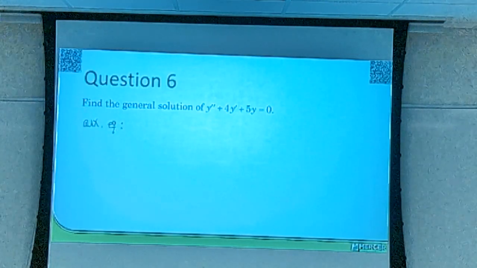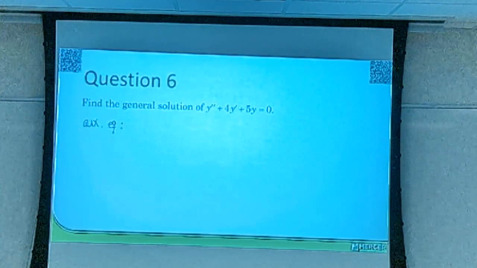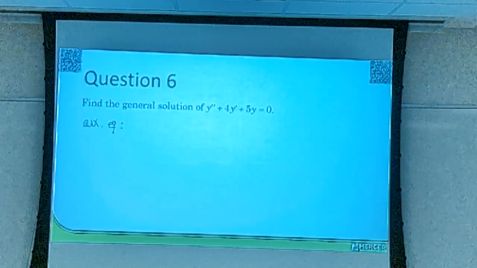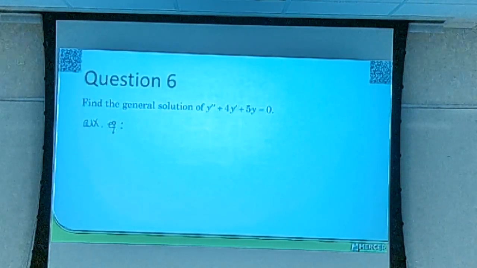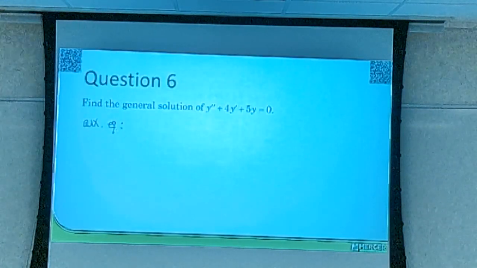When it's not homogeneous, that's where the fun begins. Oh, I only have a minute left. So we'll just pick up here on Thursday.